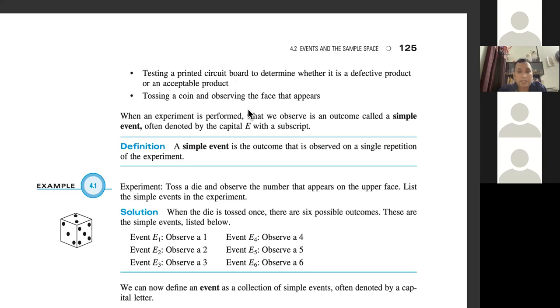Tossing a coin and observing the face that appears is also probability. Let's do a coin toss and check how many times it comes up head or tail. So that is also a concept of probability. When an experiment is performed, what we observe is an outcome. Two terminologies come here: one is experiment, or sometimes we call it a trial, and the other is outcome.